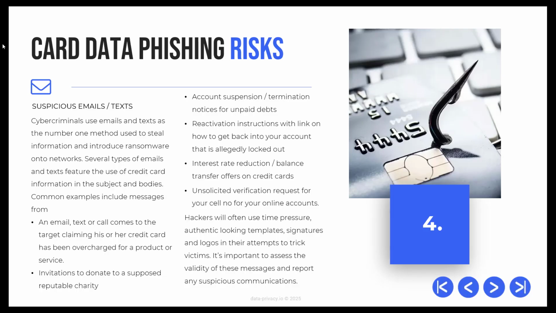So you can see some common advice on this slide which is important to remember when working with email. It's important to note that hackers will often use time pressure and authentic looking templates of signatures and logos in their attempt to trick victims. It's important to assess the validity of these messages and report any suspicious communications.